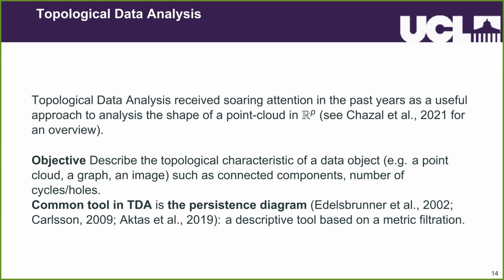So this is a very quick introduction. Topological data analysis has been receiving a lot of attention in the past year in both the stats community and the machine learning community, because it's a tool that can be used to describe the topological structure of, for example, a point cloud. There are many tools. One of the most famous is what is called a persistent diagram, which is a tool to describe topological characteristics of a point cloud, for example, or even a graph.